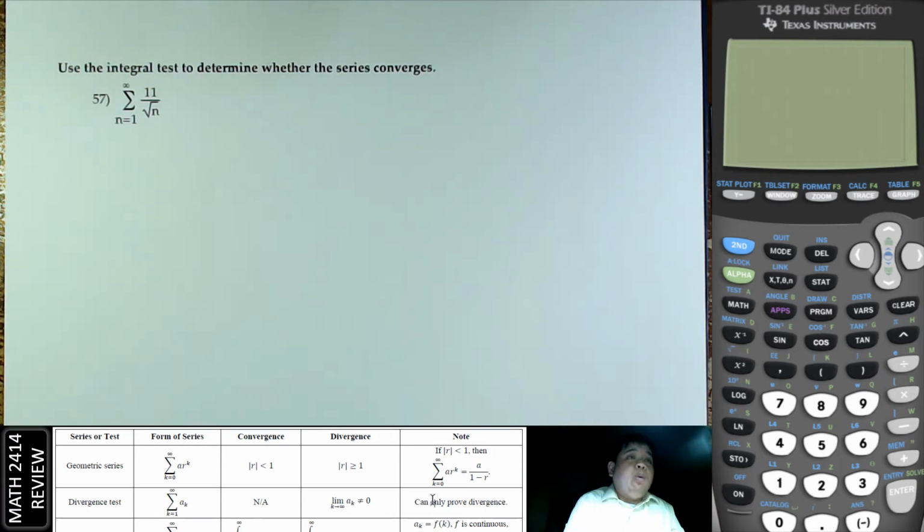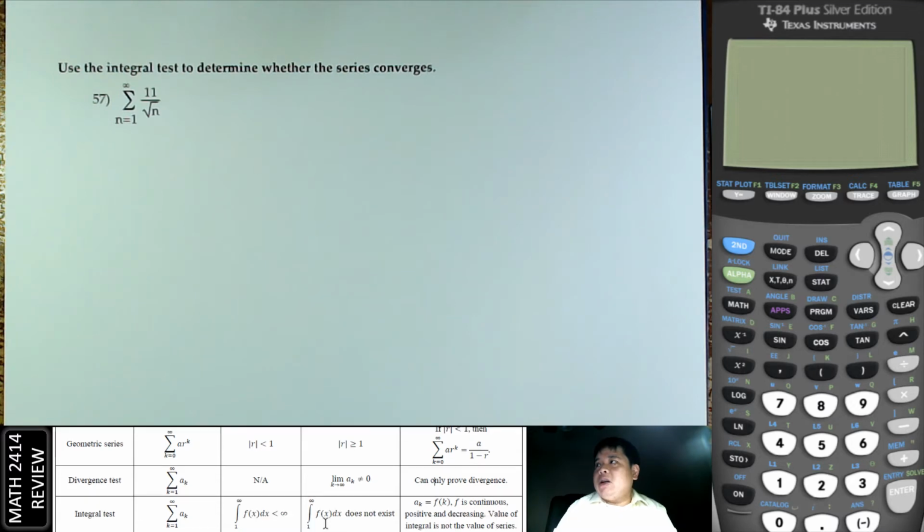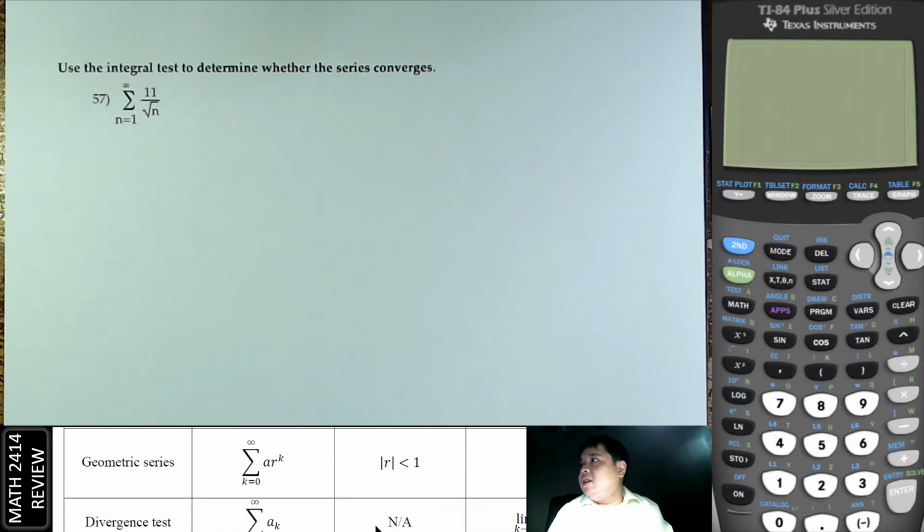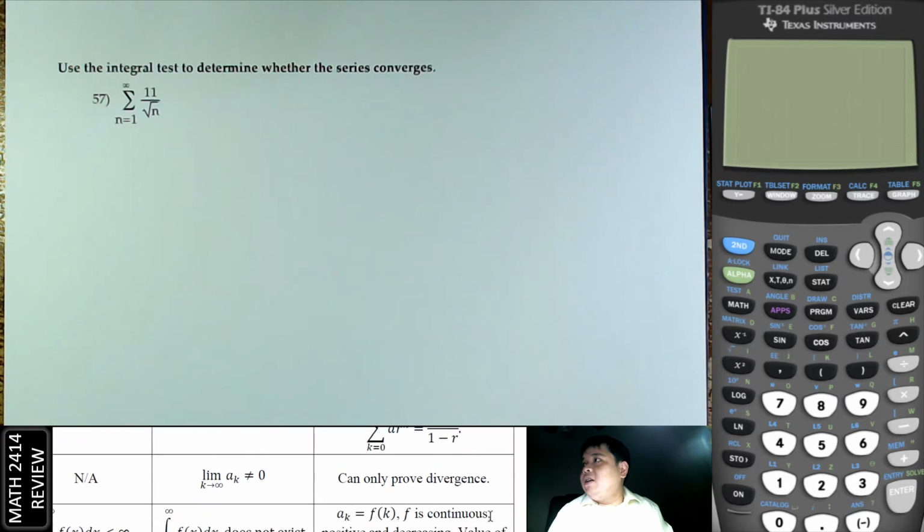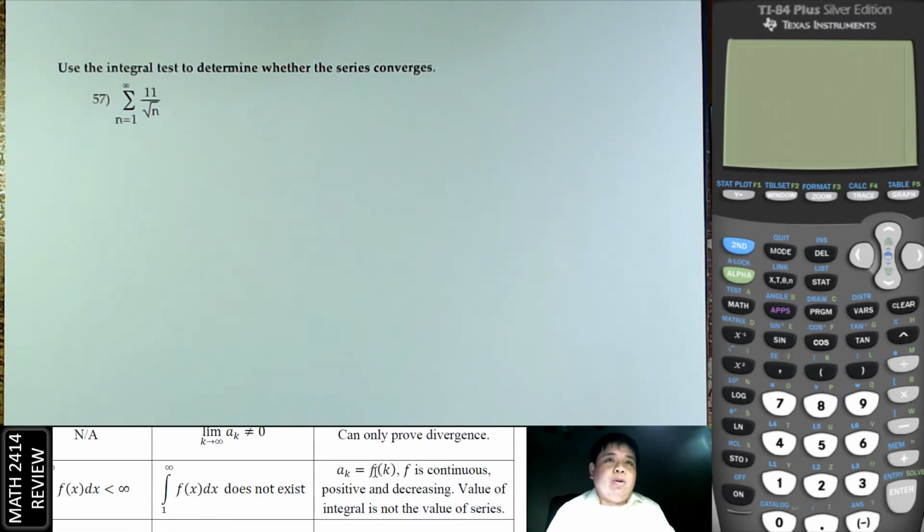Right. Instead of using the integral test, we can also use the p-series. The p-series is just like a subset of the integral test, but I'm just going to use the integral test here. So for the integral test, note the fine print here. Right, for the integral test, make sure the function is continuous, positive, and decreasing before we can use the integral test.